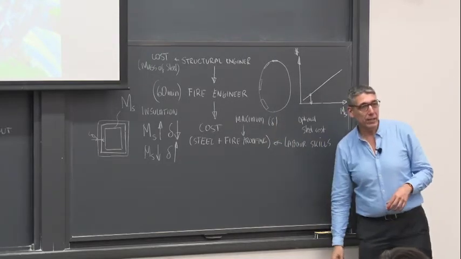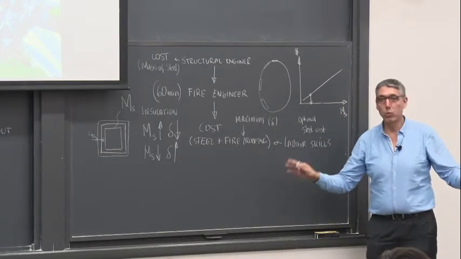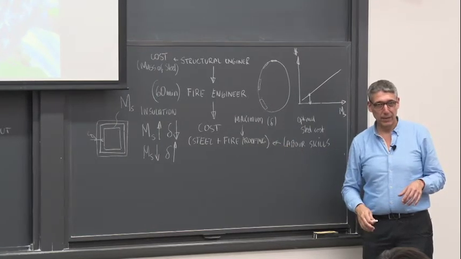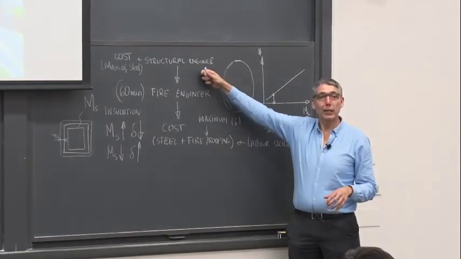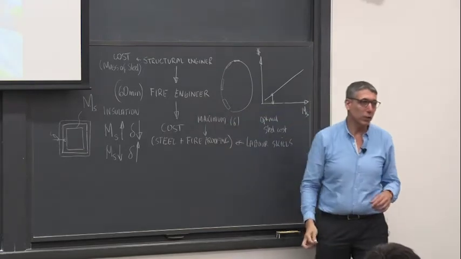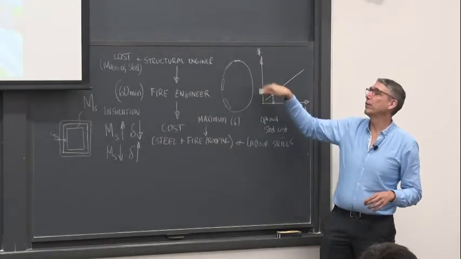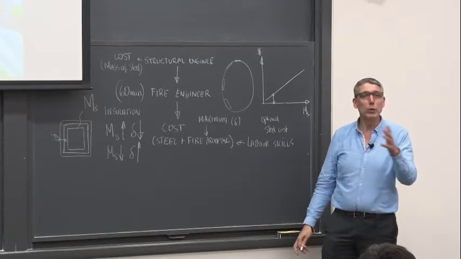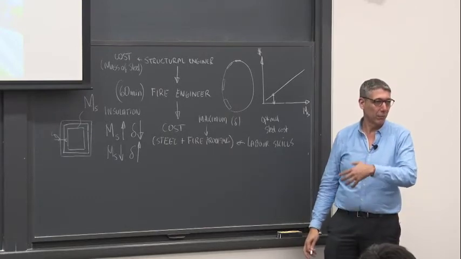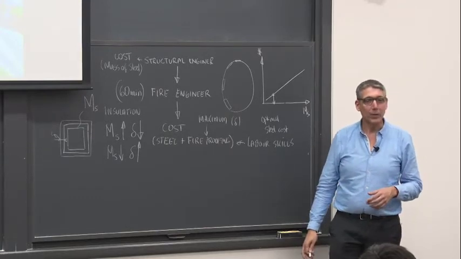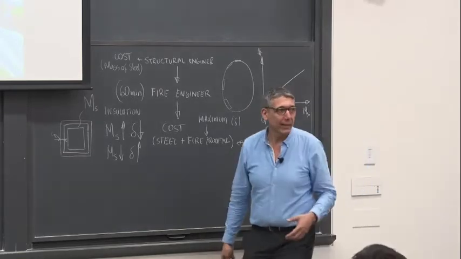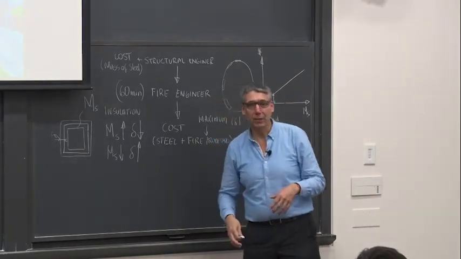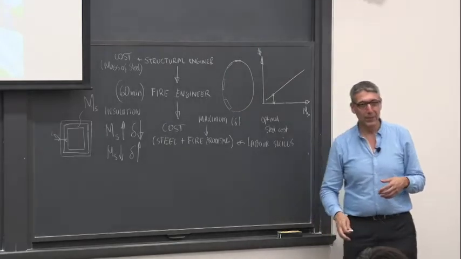The owner says, no way. This is way too expensive. And sends it back to the structural engineer. So the structural engineer does an infinite number of iterations, and manages to reduce the cost of the steel by about 4%. And goes back to the client, and the client says, that's ridiculous, you need to get a lot more.